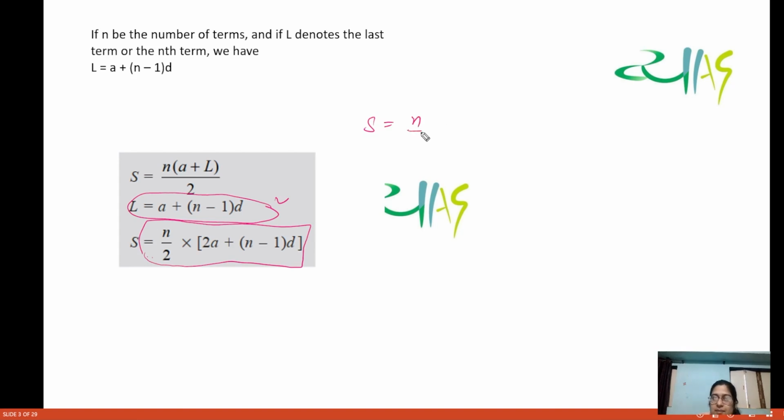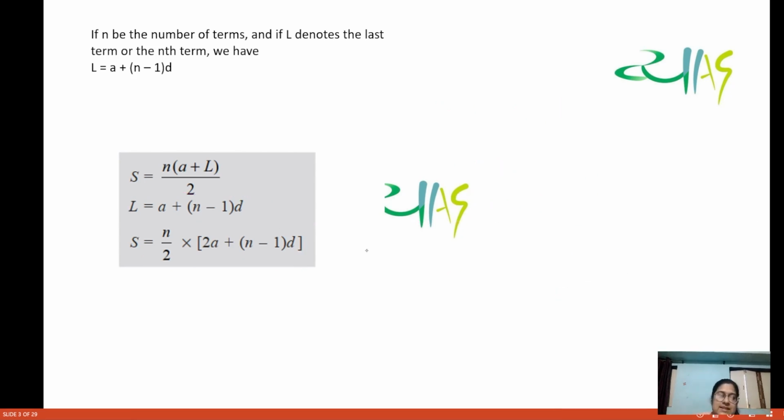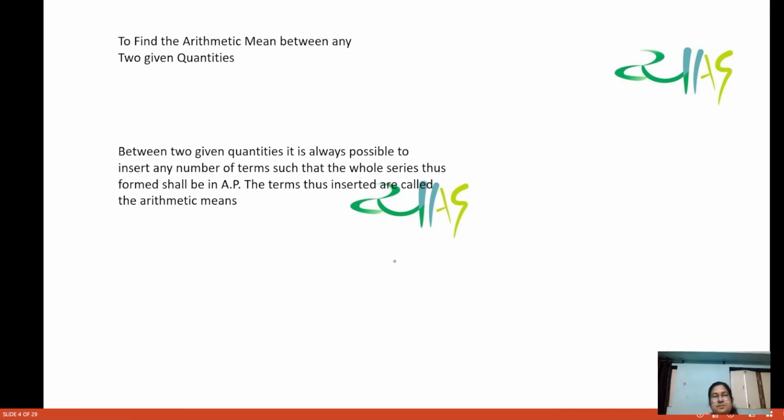When everything is given to you, how can you find the sum? Sum is equal to n by 2 times (2a plus (n minus 1) into d). Look at this formula. It was a plus l, and l is a plus (n minus 1) into d, so a plus l becomes 2a plus (n minus 1) into d. This is the same thing that is written. I hope everybody is clear with this. Now let's move forward.